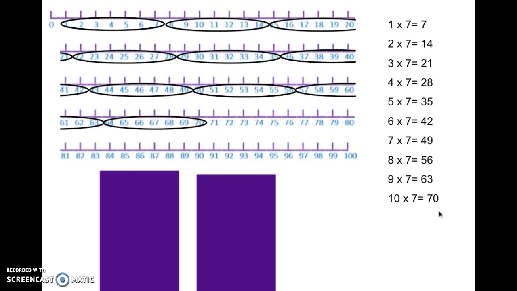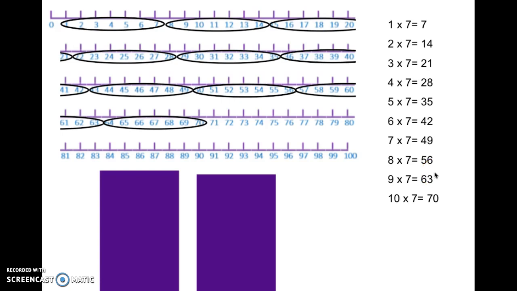All right, what are some patterns that we see? Well, one pattern that I notice is that it alternates. So 7 is an odd number, 14 is even. 21 is an odd number, 28 is even. So it alternates odd, even, odd, even, odd, even. That's one pattern that I see.